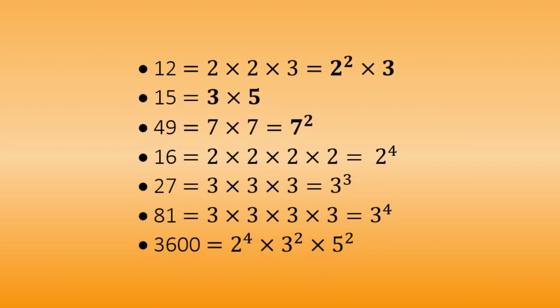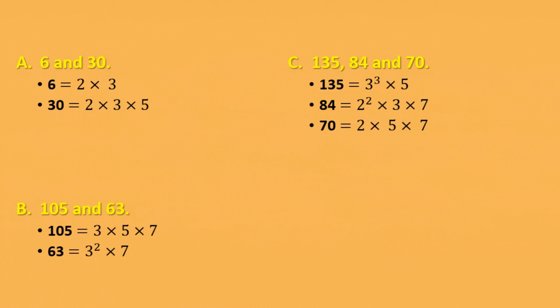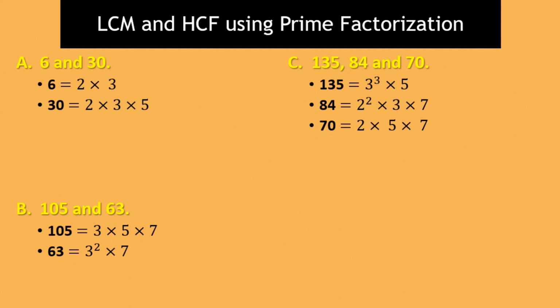More examples of the prime factorization of composite numbers. Prime factorization also helps in calculating the highest common factor and the lowest common multiple between two or more numbers. Starting from example A, 6 and 30 have 2 and 3 in common. Therefore, the highest common factor equals 2 times 3, which will give you 6.